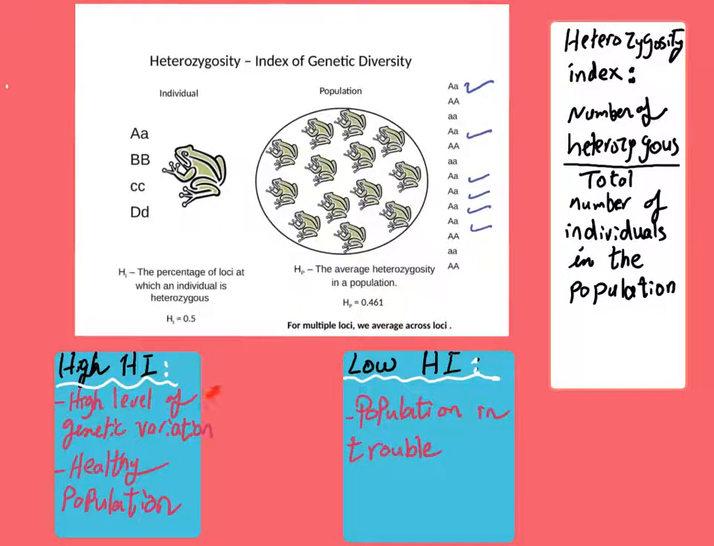A high heterozygosity index indicates a high level of genetic variation and a healthy population, while a low heterozygosity index means that the population is in trouble. To calculate the heterozygosity index, as we said, we divide the number of heterozygous individuals over the total number of individuals in the population.